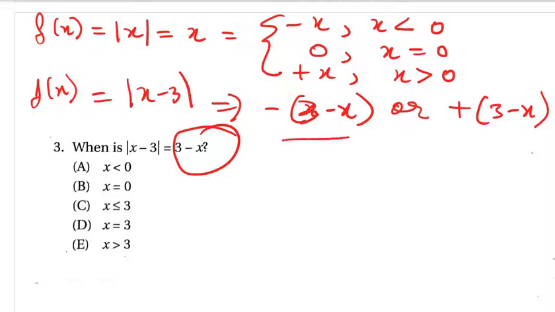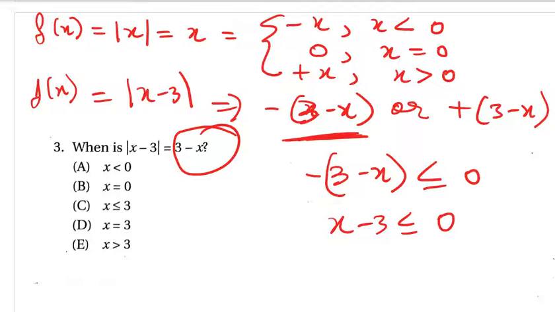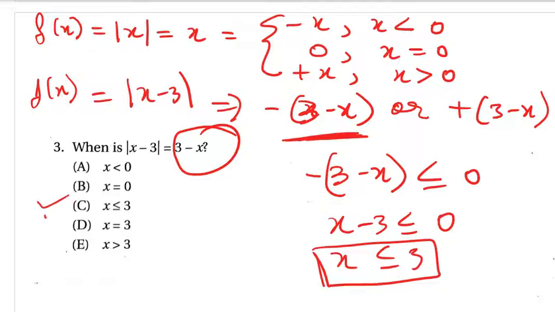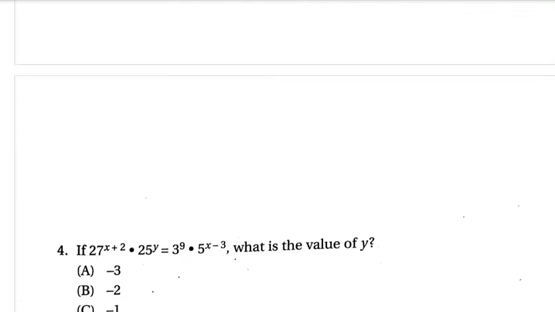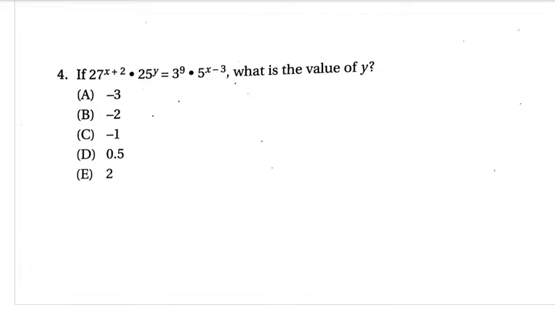Now when will this negative part happen? When it is either greater than or equal to 0. So you can actually write this as minus 3 minus x is less than equal to 0. That implies x minus 3 is less than equal to 0. Hence x is less than equal to 3. There you go. That's your answer. Okay, option C. So I hope you know the modulus function and how it behaves. Alright, you have learnt it in classes like class 11 and 12 and all. Now let's move on to our fourth question.